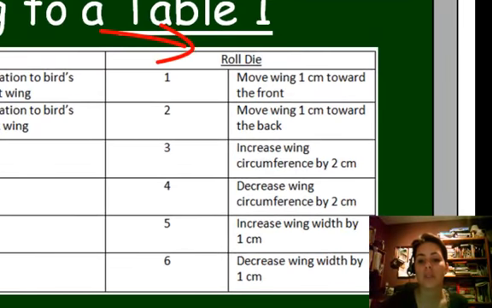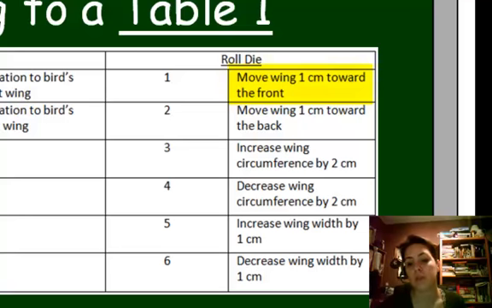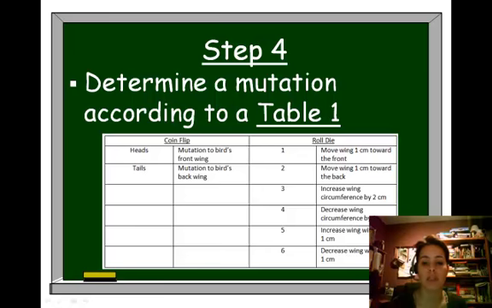So if you roll a 1, 2, 3, 4, 5, or 6, you can see in the table what that mutation will be. So if you roll a 1, you're going to move the wing 1 centimeter towards the front. If you roll a 4, you're going to decrease the wing circumference by 2 centimeters. And if you roll a 6, you will decrease the wing width by a centimeter. So again, either position on the body, the circumference, so the size of it this way, or the width, so how wide is that paper slip. So those are the 3 things that can be mutated.